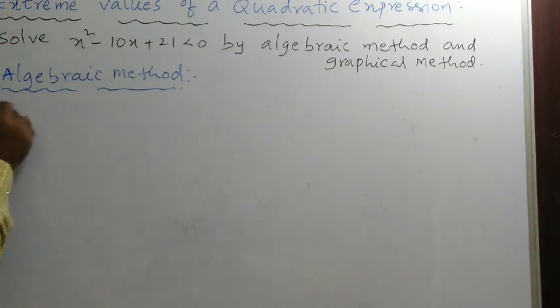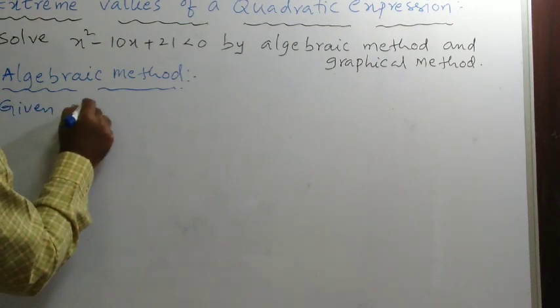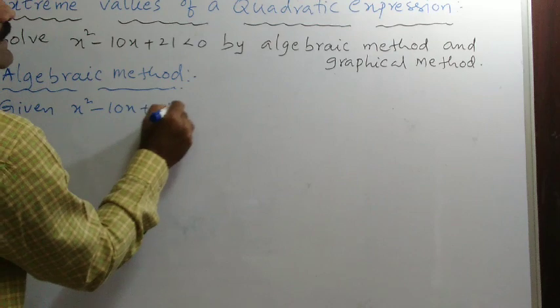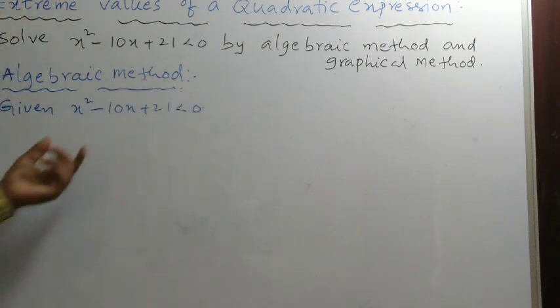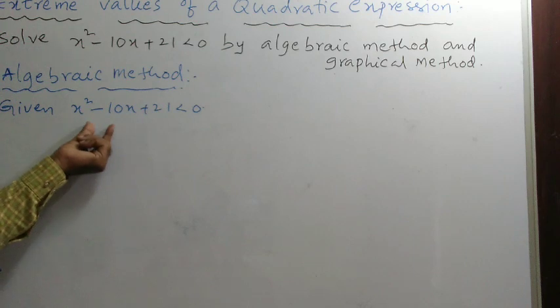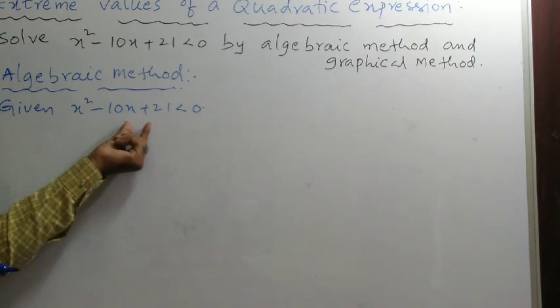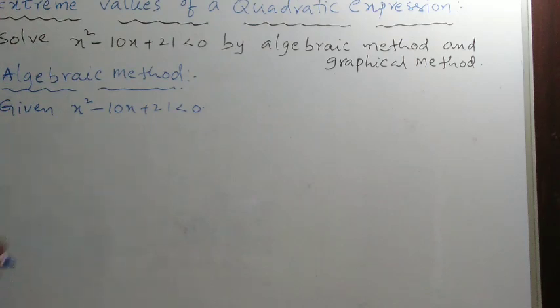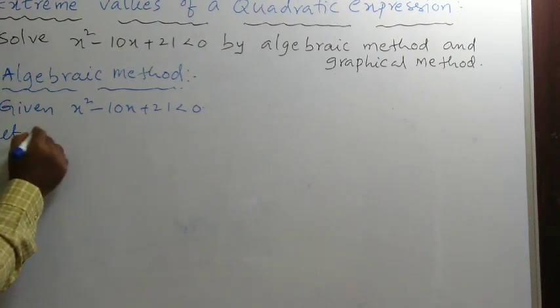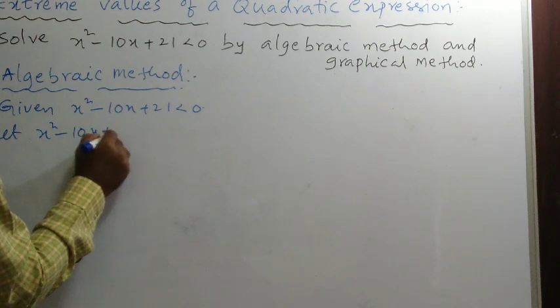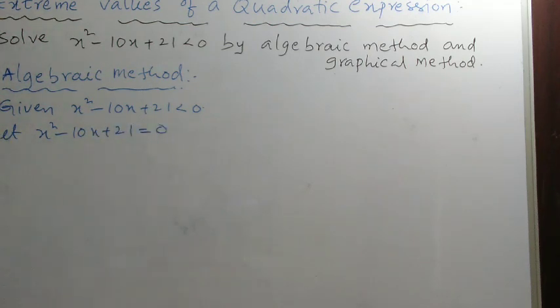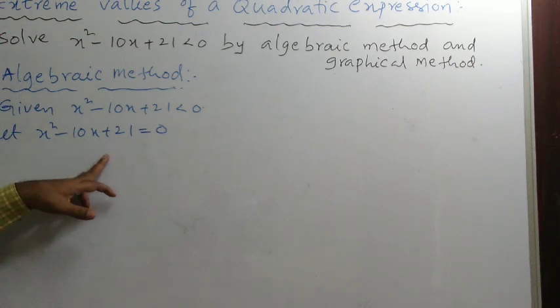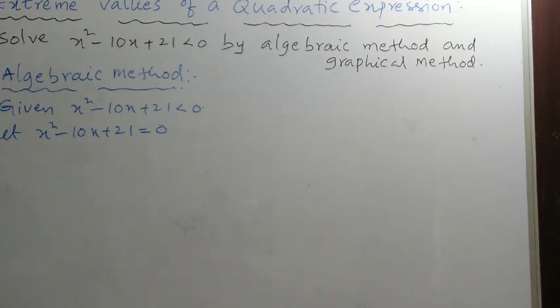First of all, what is given? x square minus 10x plus 21 less than 0. I mean, we need to solve for the values of x where the inequation is less than 0. Do one thing. First of all, consider x square minus 10x plus 21 equals 0. Hence now it became a quadratic equation, and I hope you all know how to solve the quadratic equation using the factorization method or using the minus b plus or minus formula also.